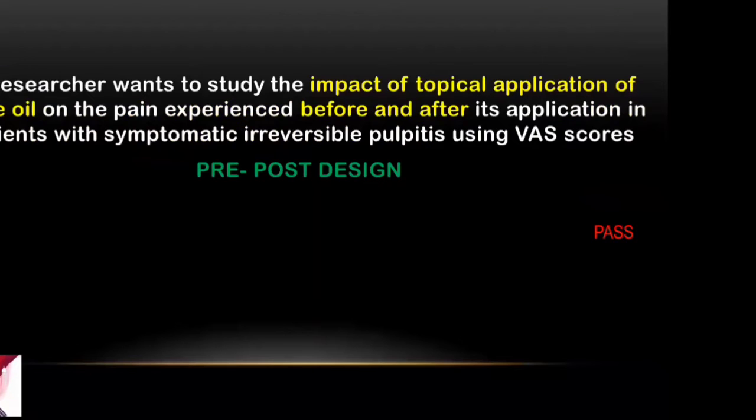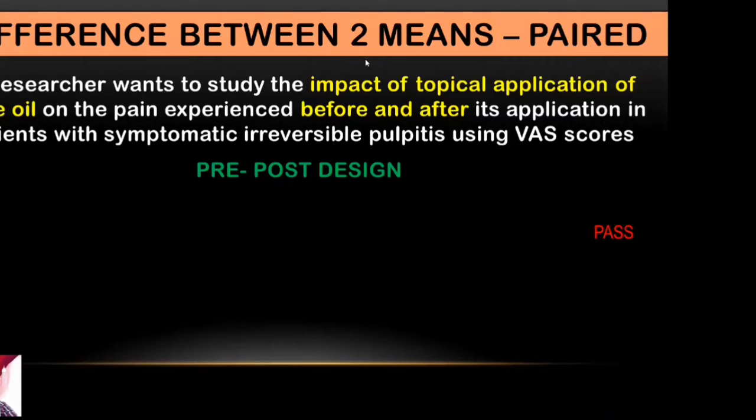The next scenario: researcher wants to study the impact of topical application of clove oil on the pain experienced before and after its application in patients with symptomatic irreversible pulpitis using VAS scores. Now, the idea here is it is before and after application of clove oil in pulpitis cases. It is a pre-post design. So it is a within the group design, also called a paired group design. So difference between two means.